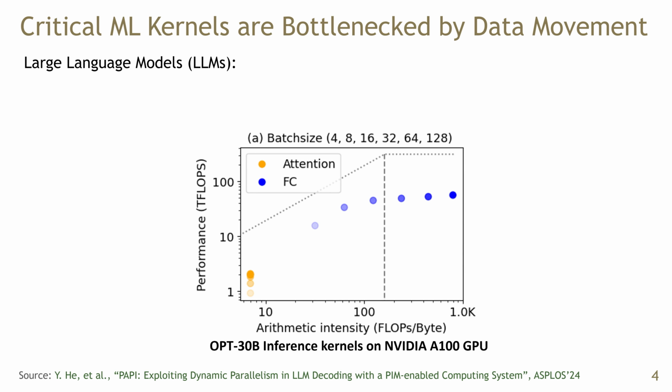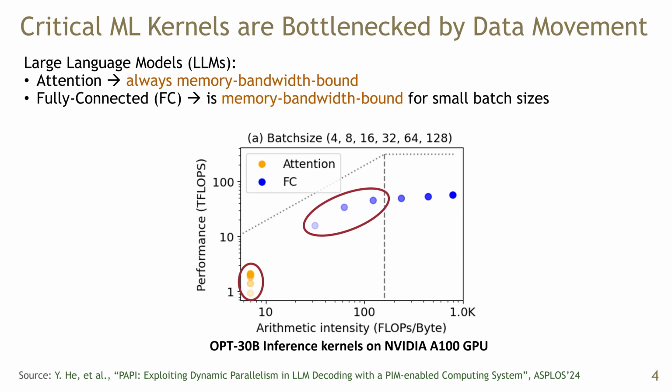Currently, critical large language model kernels are bottlenecked by data movement. This roofline plot confirms this trait. The orange attention dots are fully bounded by the memory, and the blue fully connected layers are also bounded by the memory when the batch size is small.